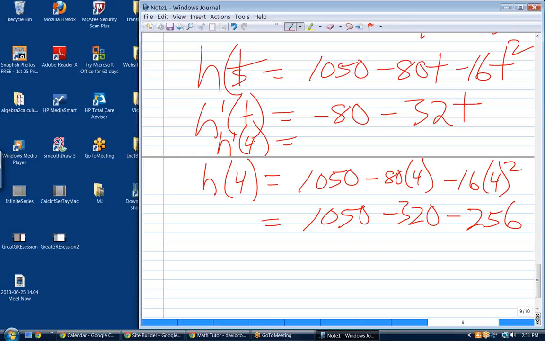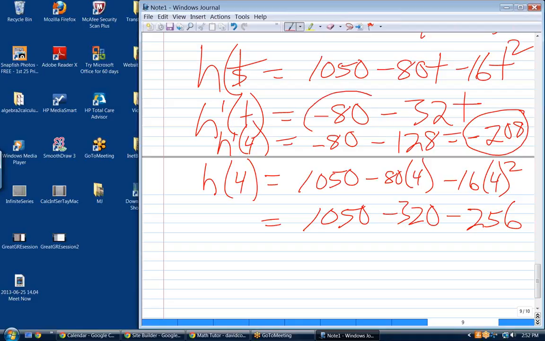So h prime of 4, I'm going to plug in 4 for this. I get minus 80 minus 128, which is minus 208. So its instantaneous velocity at 4 seconds is minus 208 feet per second, which is much faster than its average velocity was, as you would expect it to.